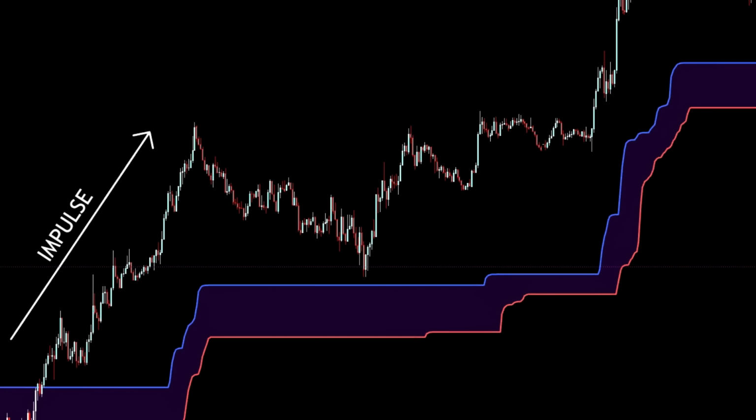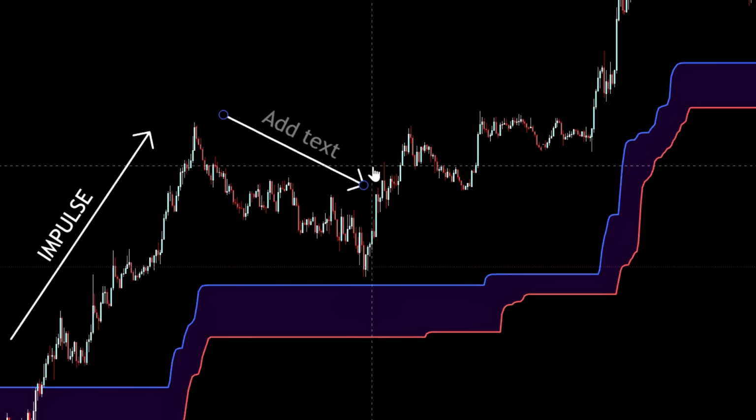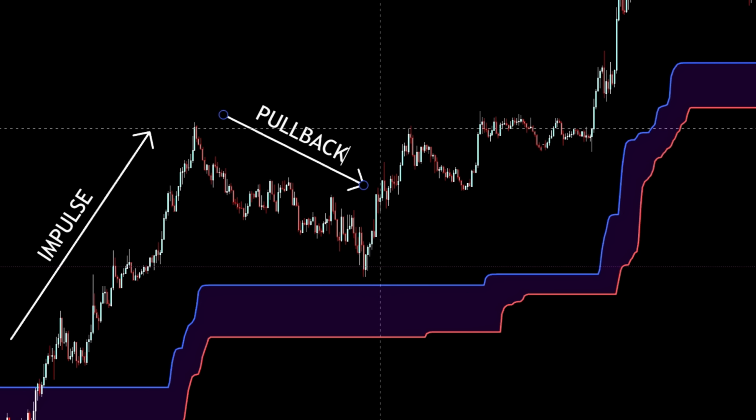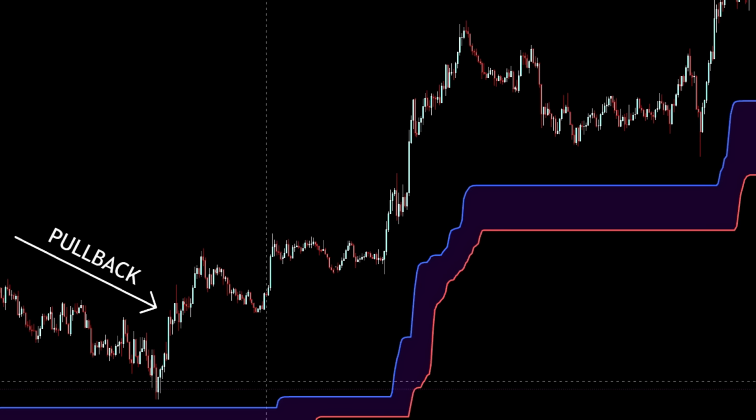Then after the impulse, price pauses, dips a little against the trend. That's the pullback. And this is temporary. It's not a reversal, which is the mistake people make. They see the dip and panic. No, price just stays near the band and then it continues higher.